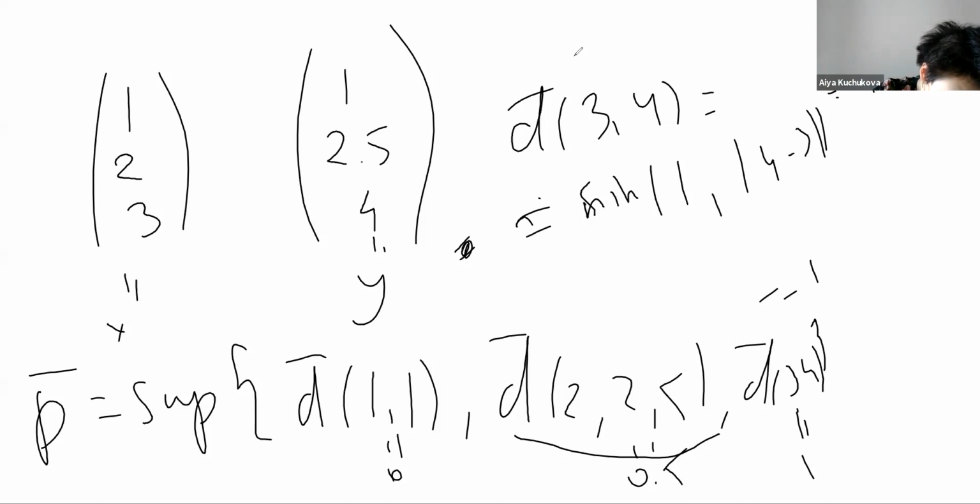Basically, this p bar is called the uniform metric. That's just the name, and the topology it induces is called the uniform topology. I'm not sure why it's called uniform, but I guess you need some name for very frequently used metrics.